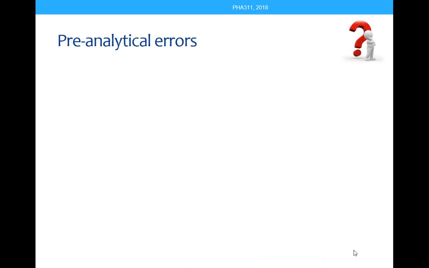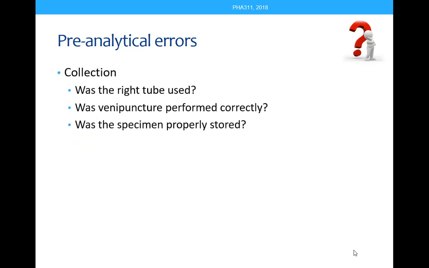Pre-analytical errors. Can you think of any additions? What I showed you in the previous slide. What could be pre-analytical errors? Anyone? Okay. So you were supposed to collect the blood in the tube where it doesn't coagulate, but you put it in the tube where it clots. So the sample is of no use.